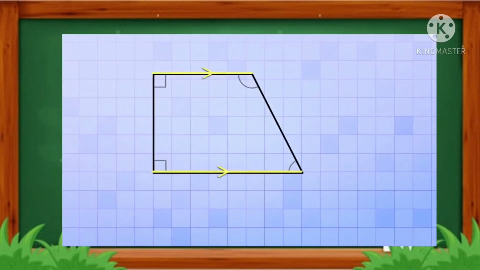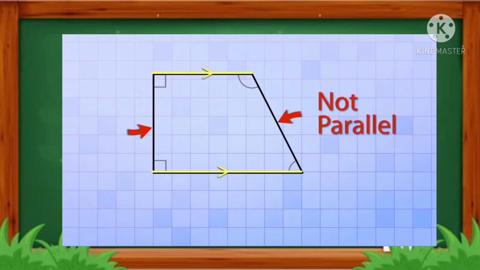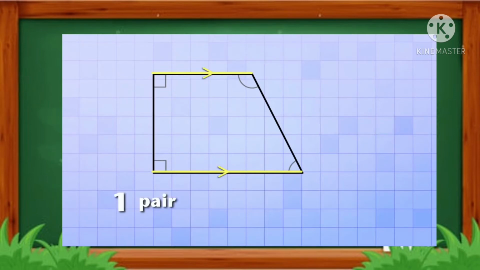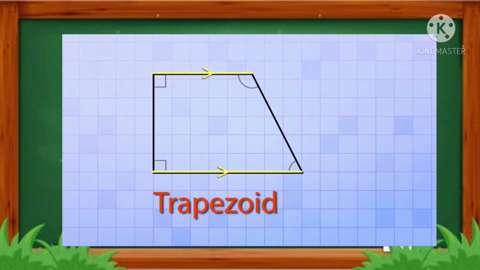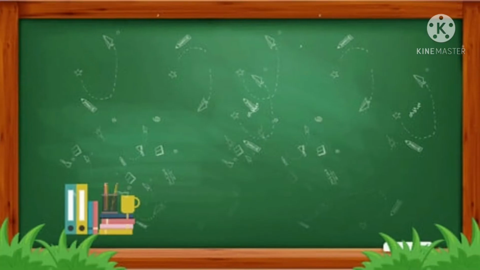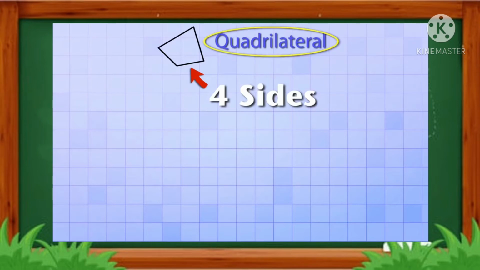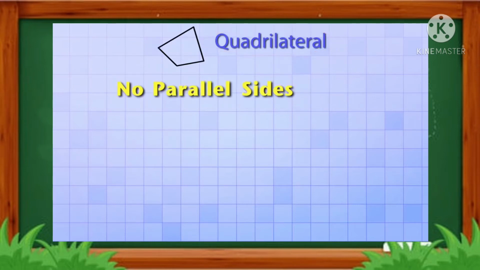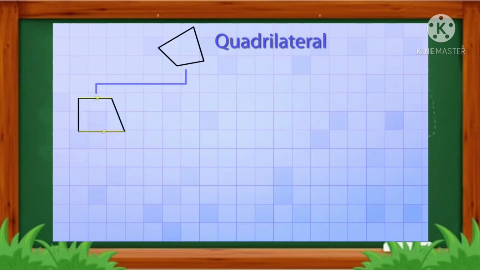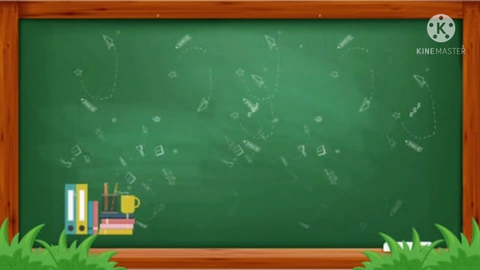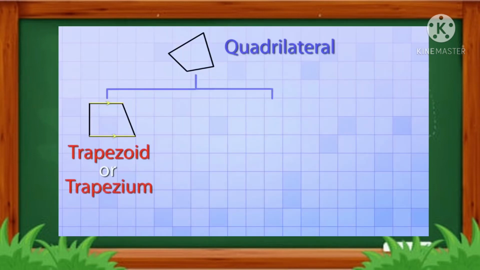Now, we have another kind of quadrilateral that is not a parallelogram. It has only 1 pair of opposite sides that is parallel. We call it a trapezoid. To summarize, any polygon that has exactly 4 sides is called a quadrilateral. And if it has no parallel sides, we still just call it a quadrilateral. But if it has 1 and only 1 pair of parallel sides, we call it a trapezoid or a trapezium. Or if it has 2 pairs of parallel sides, we call it a parallelogram.